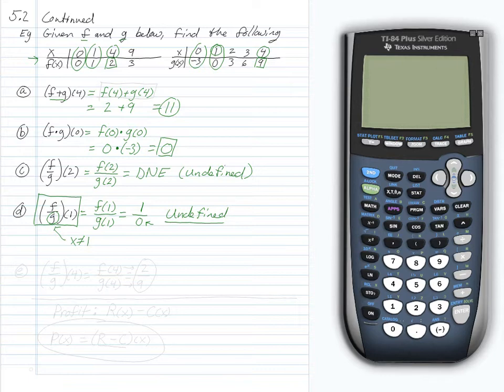Let's do, how about f over g of 4? Okay, well, we'll figure out what f of 4 is and divide that by whatever g of 4 is. And as we saw in part A, f of 4 is 2 and g of 4 is 9. So those are our components and our quotient. The result would be 2 over 9.